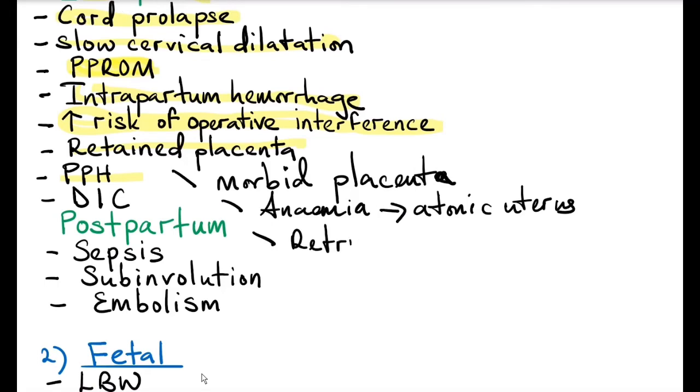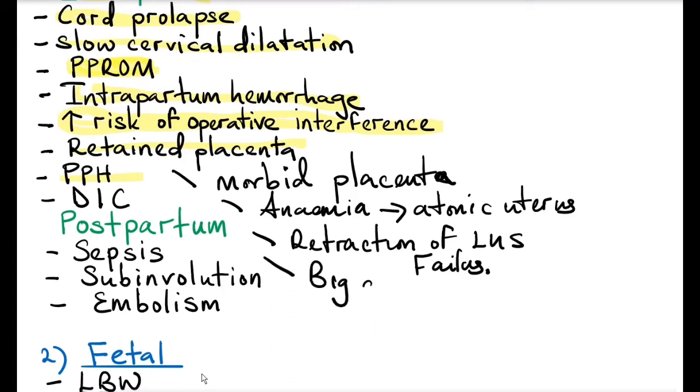So retraction of the lower uterine segment fails. And then in some cases where we have a big surface area of the placenta, it can cause an atonic uterus, meaning the uterus can fail to contract. So as long as the uterus is failing to contract, it can result in postpartum hemorrhage.